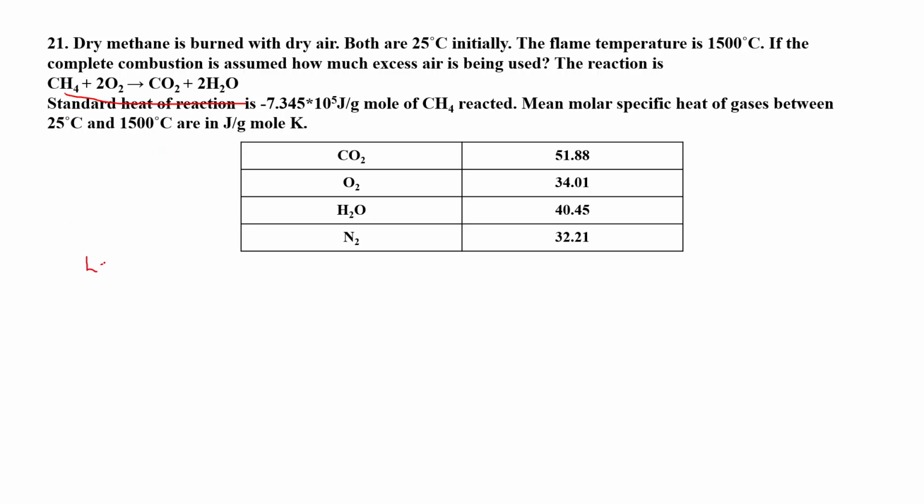So let us start. Let us assume Y moles of oxygen are present in the feed. We are feeding air, so it will consist of 21% oxygen and 79% nitrogen. The reference temperature here is 25 degrees C, and the enthalpy at 25 degrees C of methane, oxygen, and nitrogen is basically zero, because they are initially at 25 degrees C.